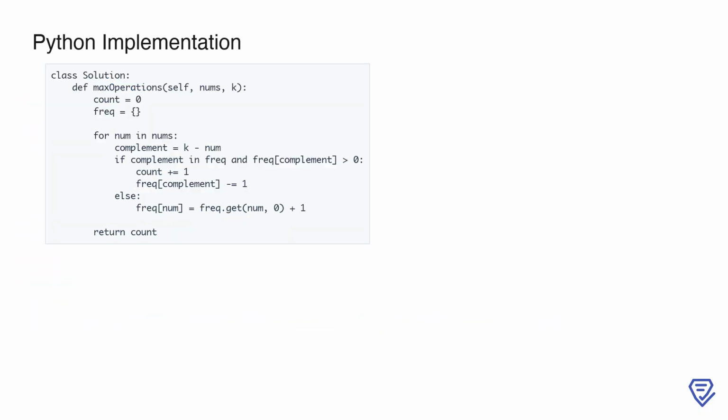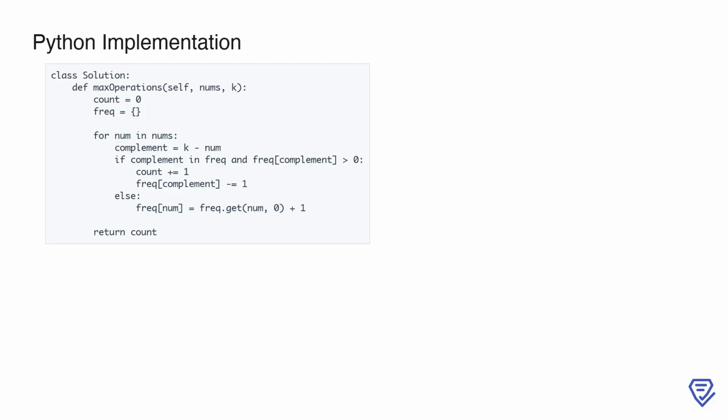This Python code solves the LeetCode problem number 1679, Max Number of K-Sum Pairs, using a hash map approach. The goal is to find the maximum number of operations where two distinct elements in the array add up to a given value k. We start by initializing a counter, count, to track the number of valid operations and a dictionary, frequency, to store the frequency of numbers in the array.